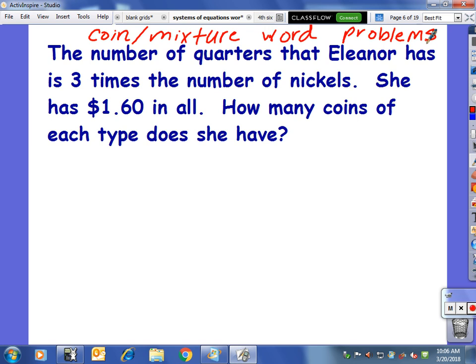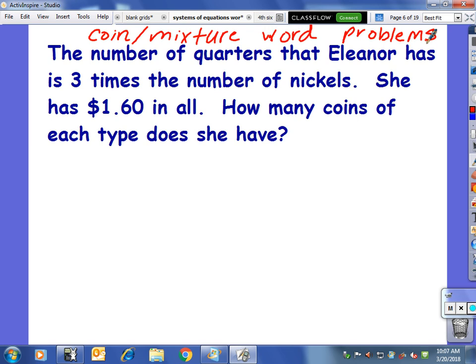Okay, these are called coin or mixture problems because we're mixing together things that are worth different amounts, different values. Like the keychain and coffee mug problem, they cost different amounts, and then they totaled them all together to find how much money was made. The same kind of thing is happening here. We've got a mixture of what? Nickels and quarters. Are nickels and quarters the same amount?